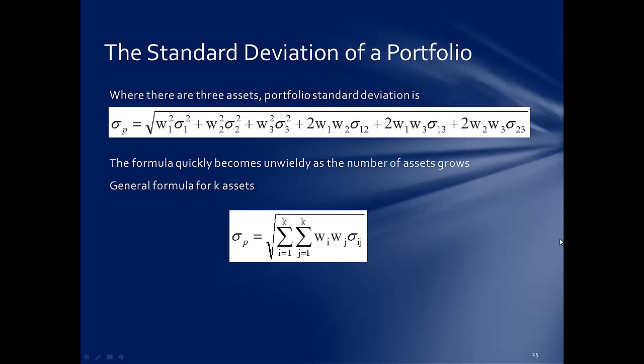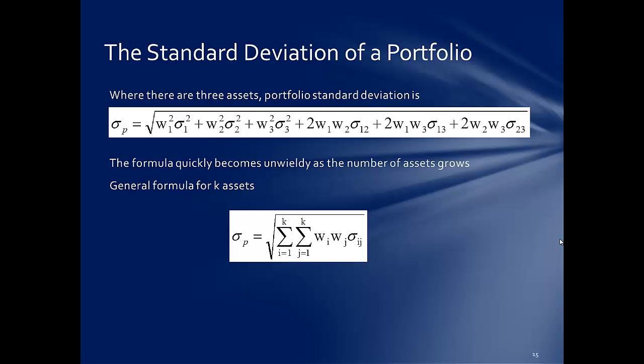Where there are three assets, portfolio standard deviation is as shown below. So it's the square root of W1 squared times sigma 1 squared plus W2 squared times sigma 2 squared plus W3 squared times sigma 3 squared plus 2 times W1 times W2 sigma 1 2 plus 2 times W1 times W3 times sigma 1 3 plus 2 times W2 times W3 sigma 2 3. That is not just a mouthful, it's also an eyeball full. And so we can see that the formula quickly becomes unwieldy as the number of assets grows.